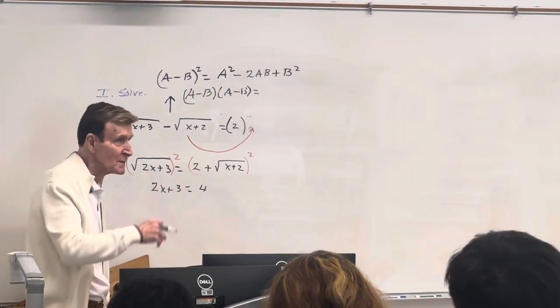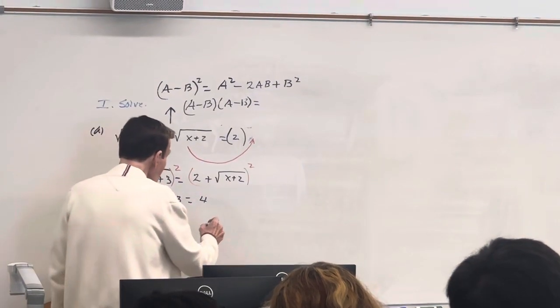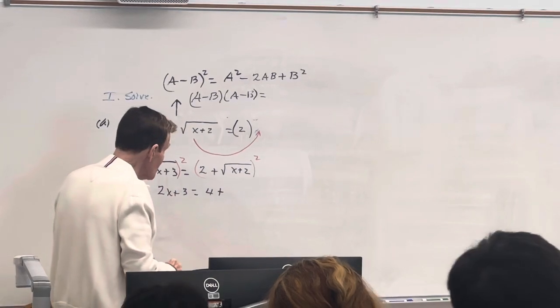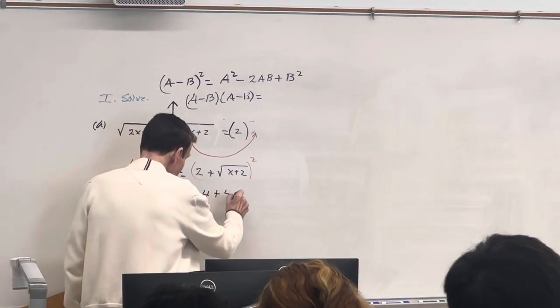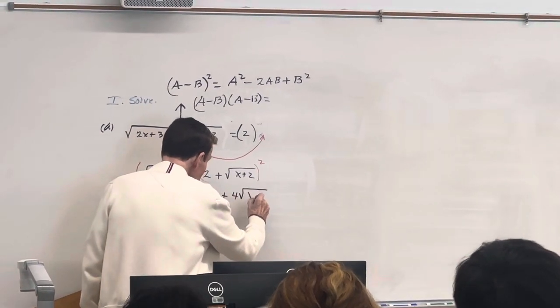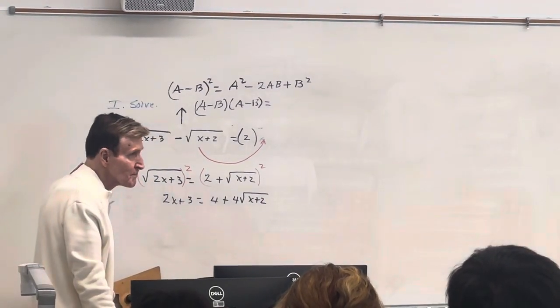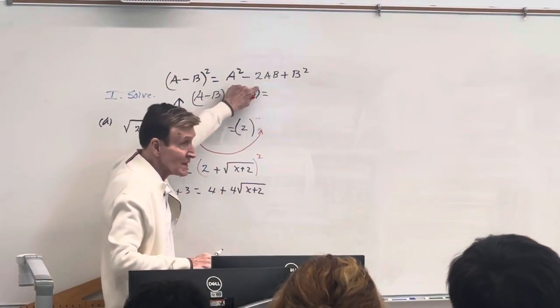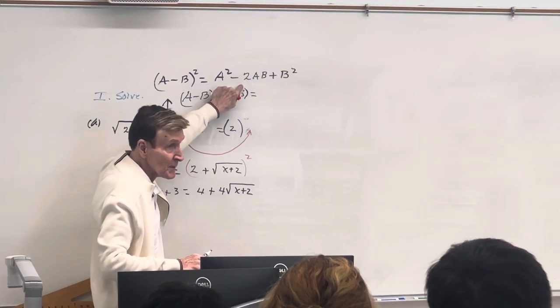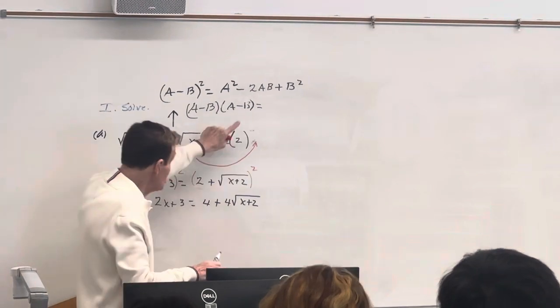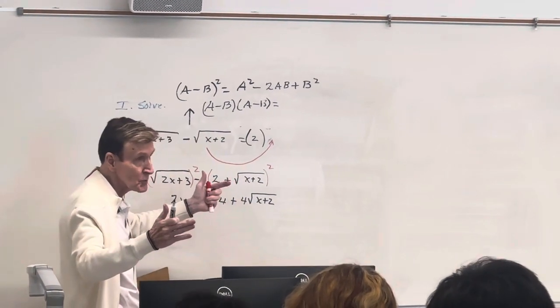I see a hand going up, yes. 2x plus 4, so 2x plus 4. Okay, tell me all together. So it's going to be 4 plus 4 times the square root of x plus 2. That would take care of that. There's a 2 there to begin with. 2 times A is 2, that's 4, 2 times 2. And B, of course, is that square root of x plus 2.